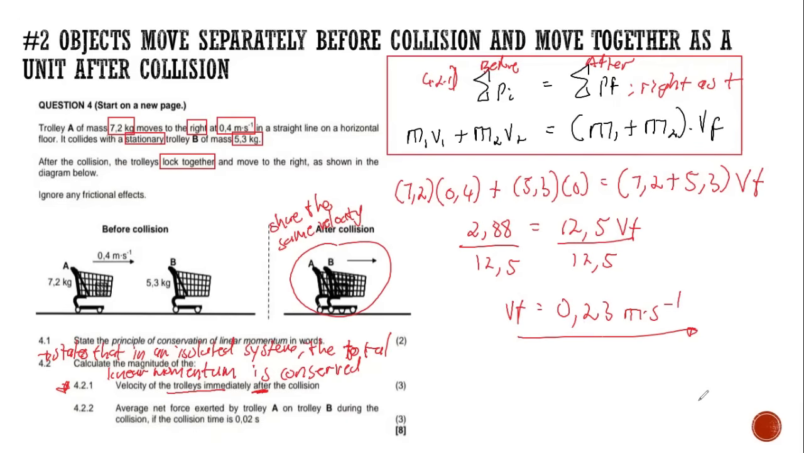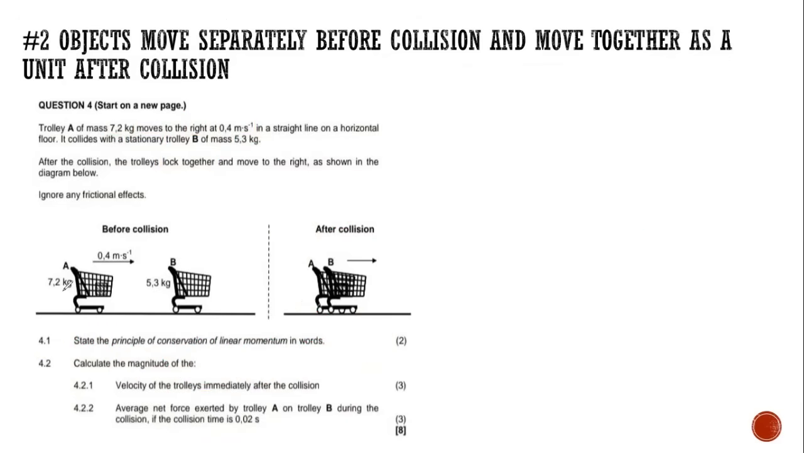So this is another case whereby objects were moving separately before collision, and then they moved together as a unit after the collision. Then again here, we have a question on calculating the average net force. This time around, they're not asking us to calculate the impulse. We are calculating the average net force exerted by trolley A on trolley B. We are mostly focused on the one that is experiencing the force, right? So on trolley B, during the collision, if the collision time is 0.02 seconds.